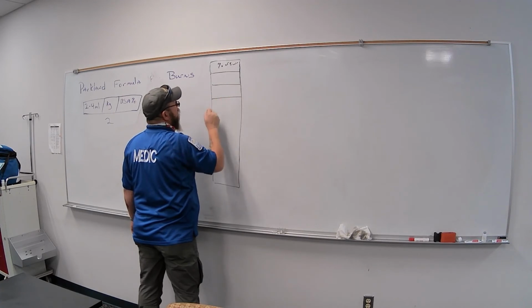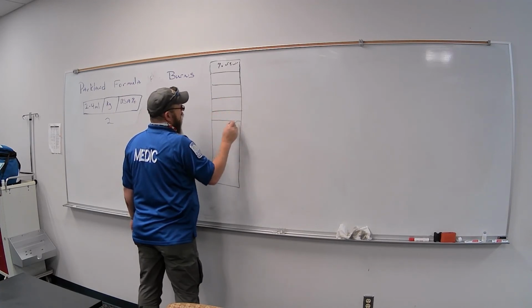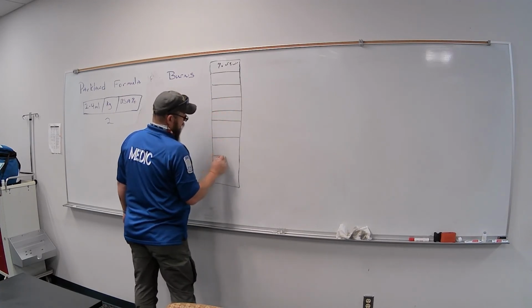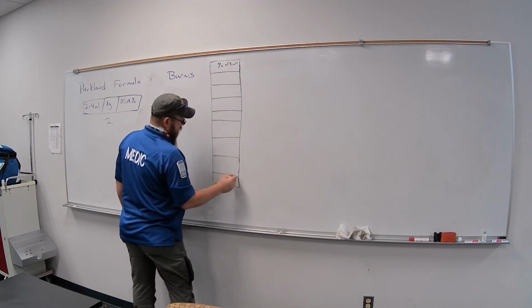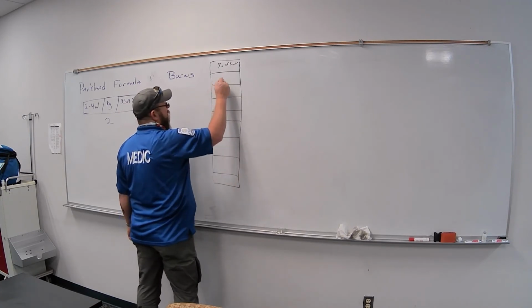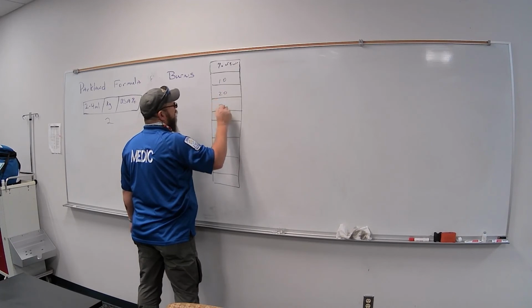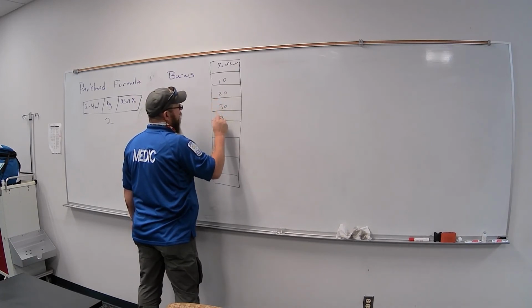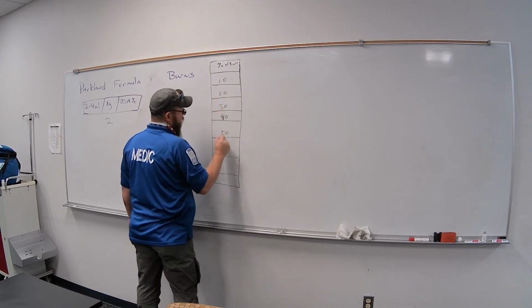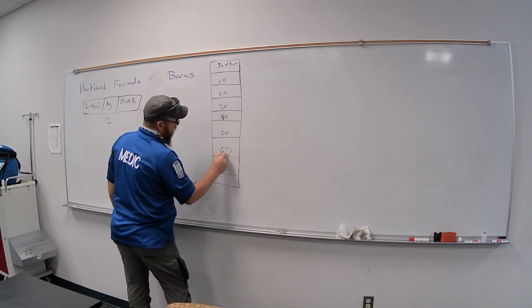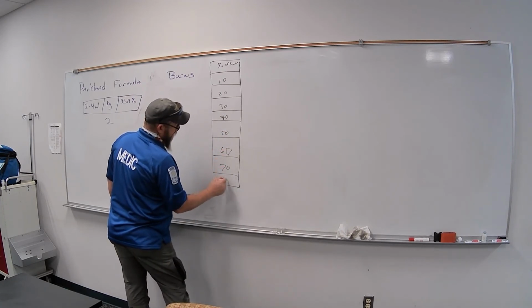Alright. So what's the first one? It's 10%, all the way to 90, and then it's 20 milliliters per kilogram. Don't worry about the bottom. So 10, 20, 30, 40, all the way up to 90. 50, 60, 70, and we'll just go to 80.